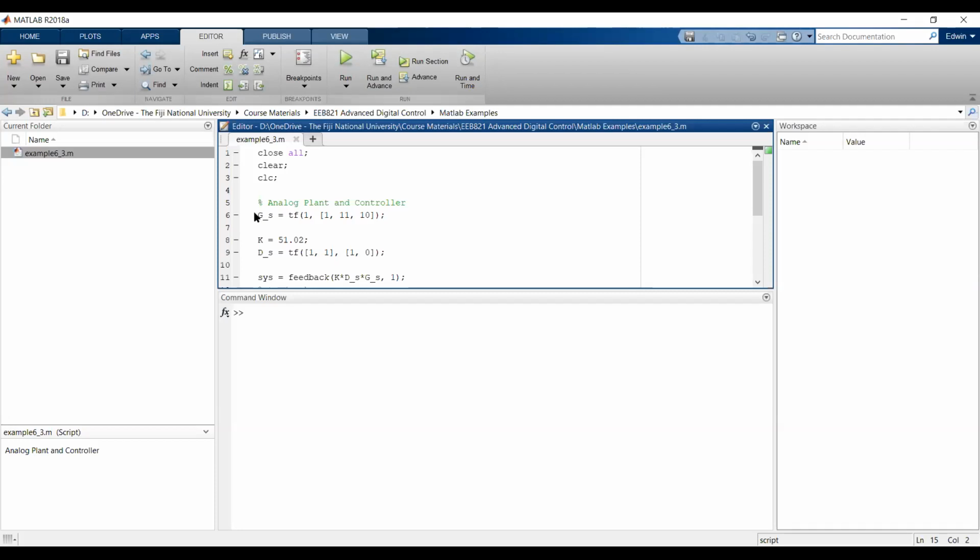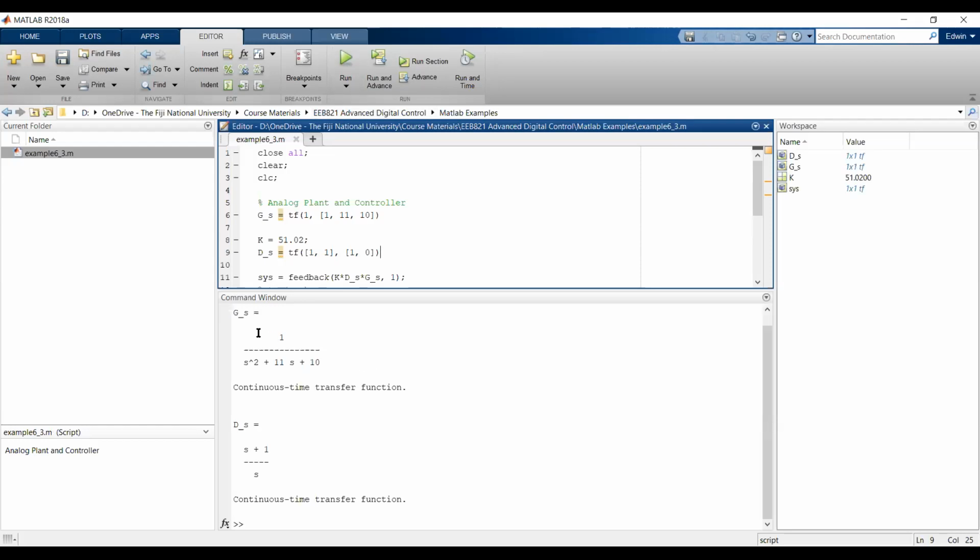In MATLAB, I've created an analog plant. The transfer function is 1 over s squared plus 11s plus 10, which is the same as (s plus 1) times (s plus 10) in the denominator. My K, which I obtained by hand, was 51.02, and this is my analog controller. Let me save and print out my plant. So this is my plant model: G(s) is equal to 1 over s squared plus 11s plus 10, my analog controller is (s plus 1) over s, and my K is 51.02.